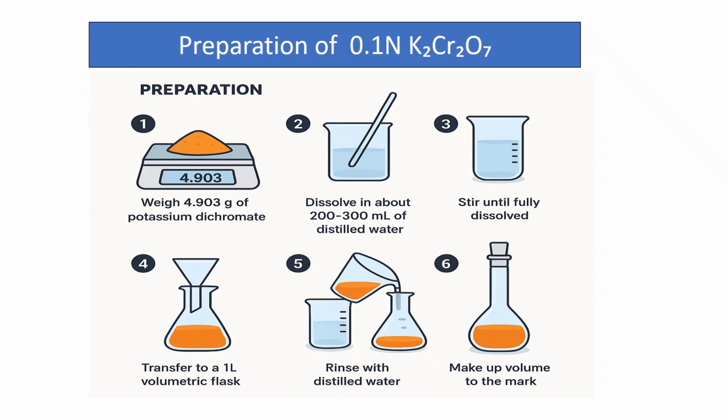Rinse the beaker and funnel with distilled water, adding the rinsings into the volumetric flask. Make up the volume to the mark with distilled water and mix thoroughly. And that's how you prepare a 0.1 normal potassium dichromate solution. This solution can be used directly for titration without further standardization because potassium dichromate is a primary standard.